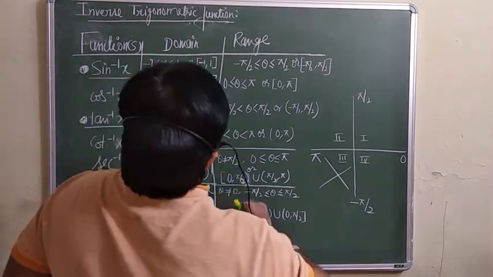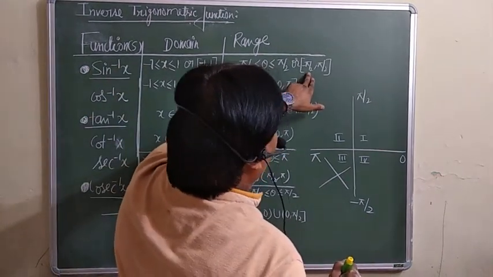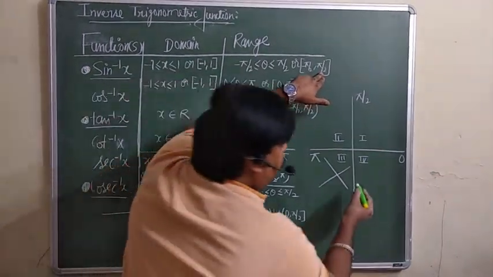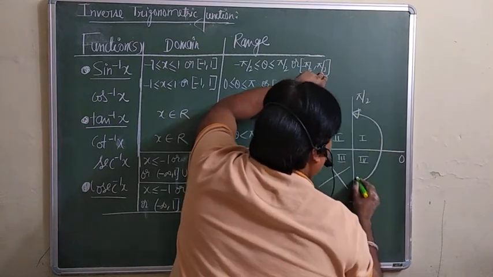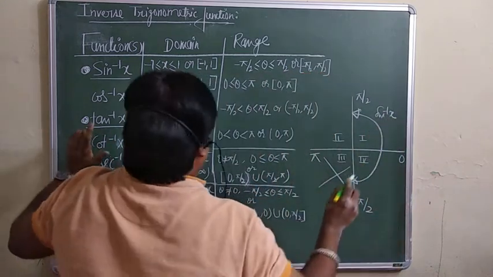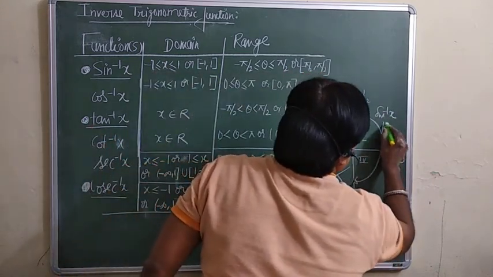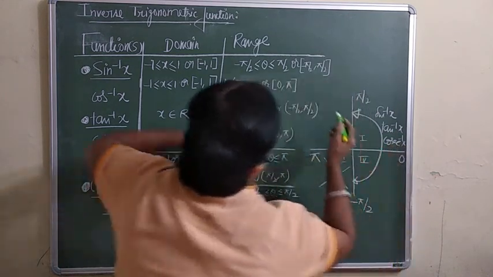Now, sine inverse x, if we talk about the range, is minus pi by 2 to plus pi by 2, from here to here. They are in this one: sine inverse x, tan inverse x and cosec inverse x. Look here now.